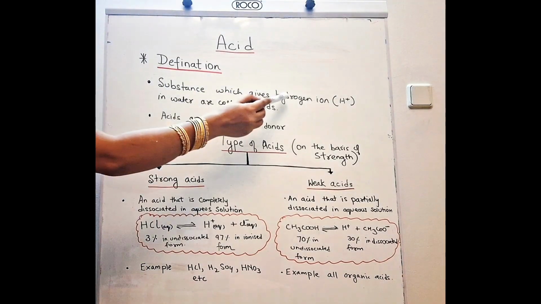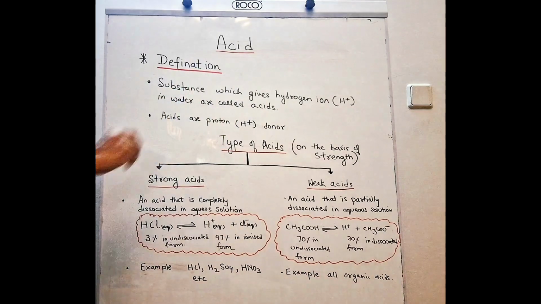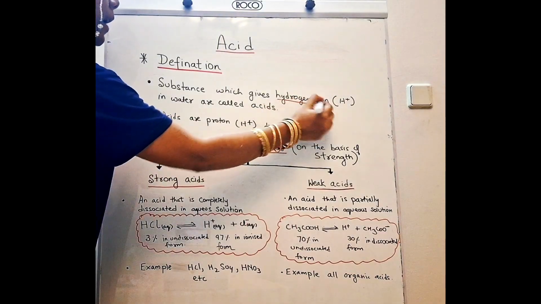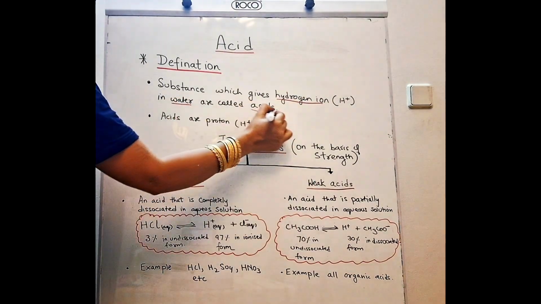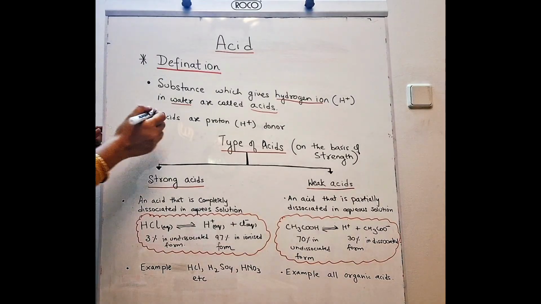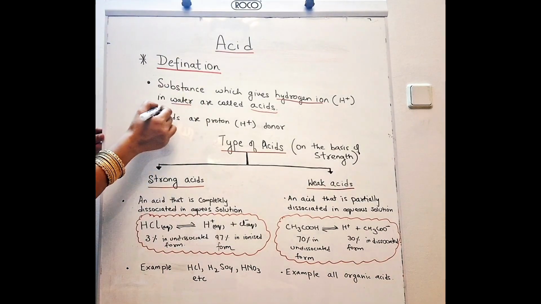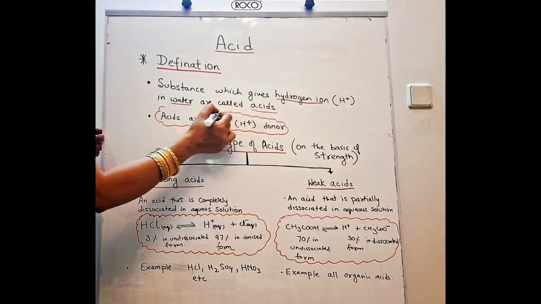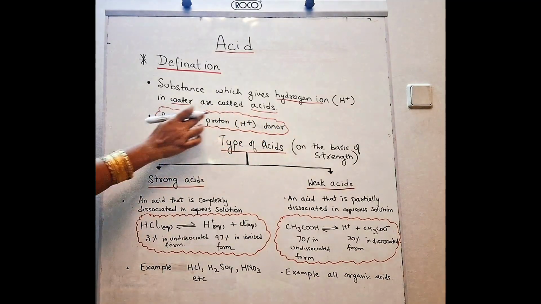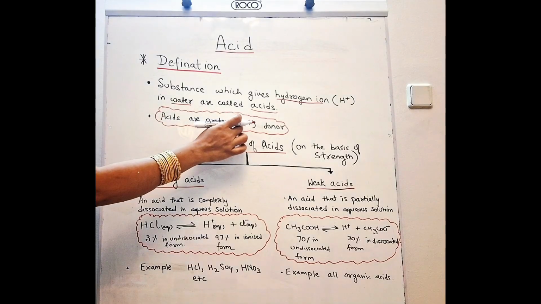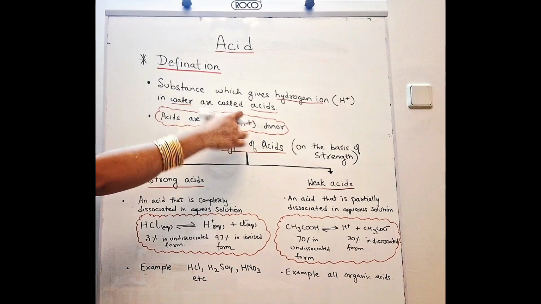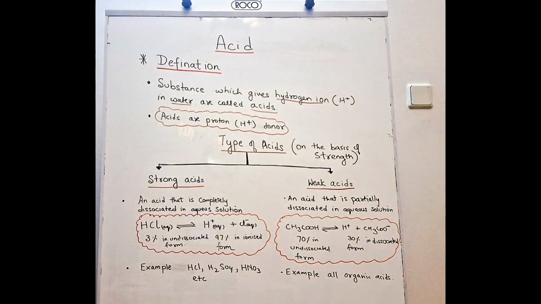Any substance which gives hydrogen ion in water is called an acid. What is an acid? Any substance which gives H plus ion, that is hydrogen ion, in water is called an acid. In our syllabus we just need to define acid like this. Acids are proton donors. Proton is H plus.